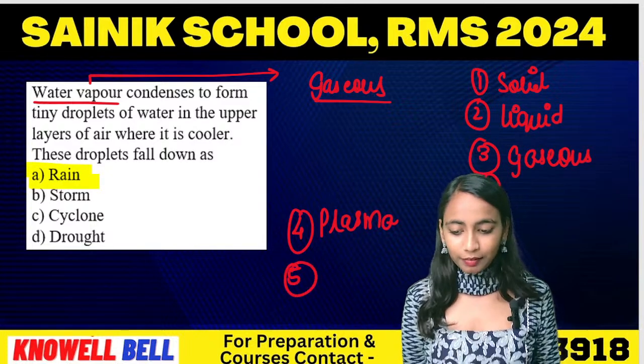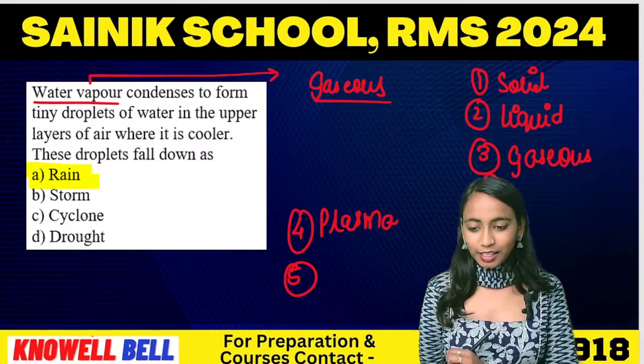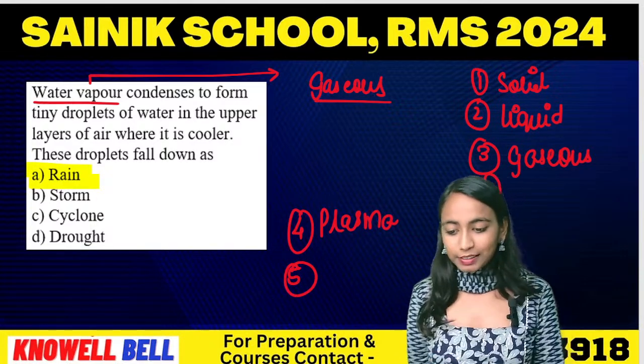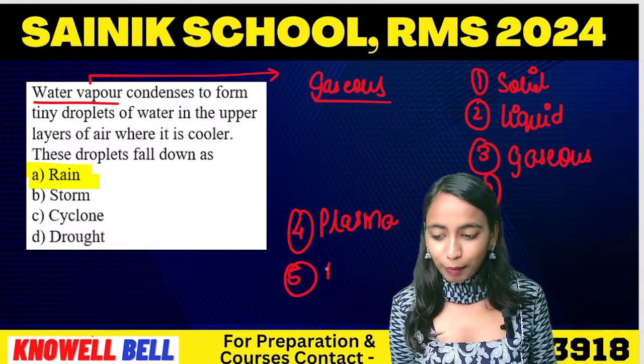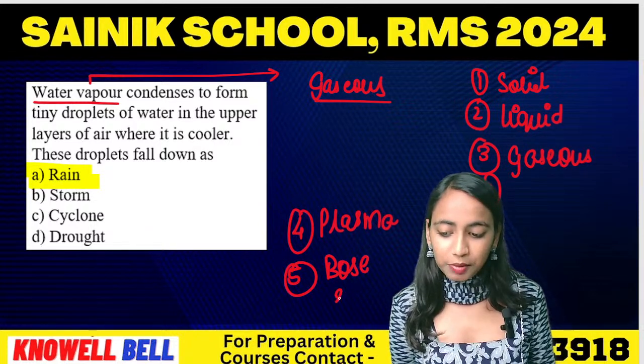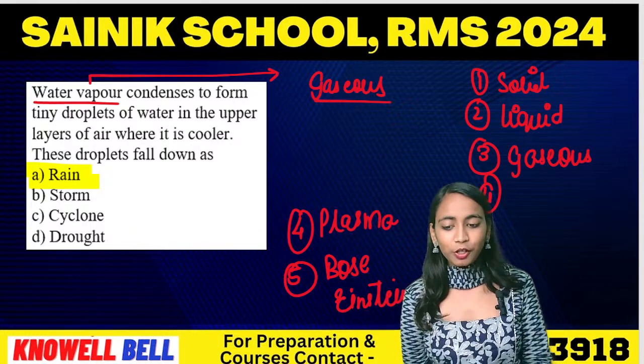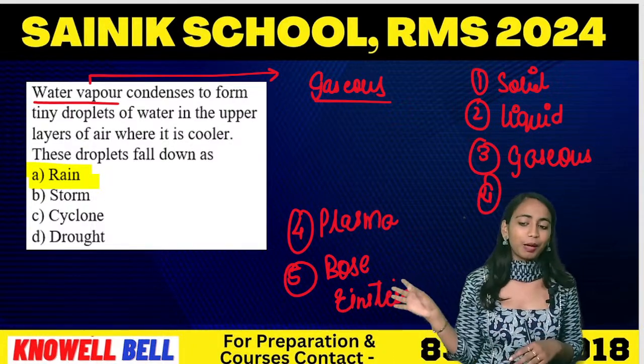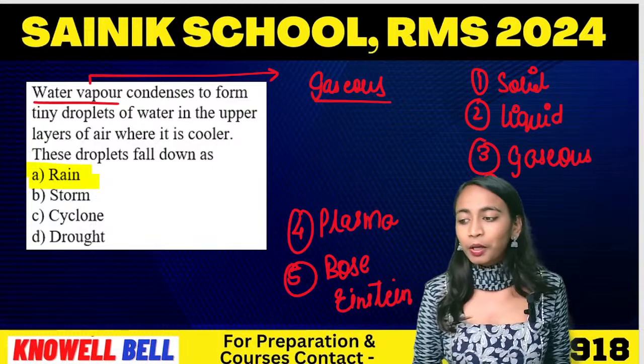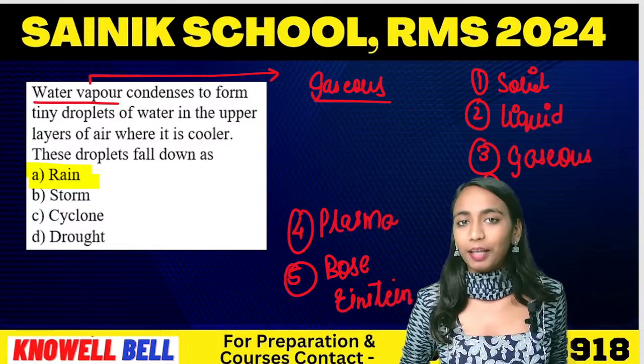Fifth state of matter याद है किसी को? I remember जयेश ने last class में बताया था. Bose-Einstein. Correct. Fifth state of matter is Bose-Einstein. So RMS में जो level of question है, it is a little on a higher edge. So Sainik school के purpose से plasma, Bose-Einstein, these are not required. But RMS, RIMC के perspective से they are important.